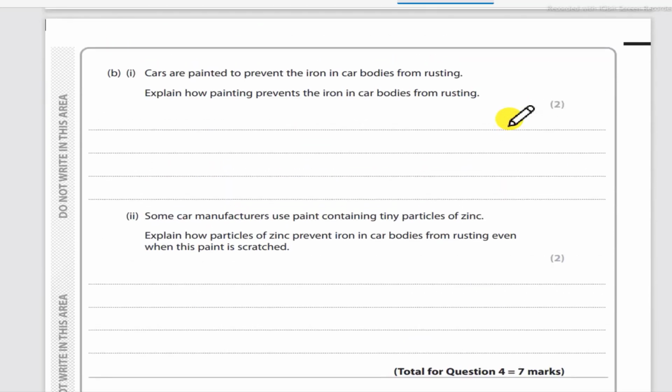Now question number B1, cars are painted to prevent the iron in car bodies from rusting. Explain how painting prevents the iron in car bodies from rusting.